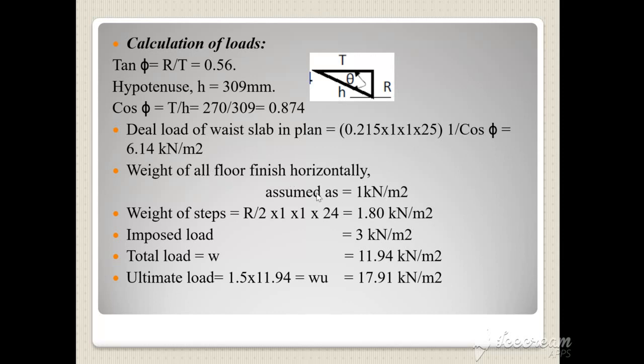Floor finish we have been given in the problem, that is 1 kilonewton per meter square. Weight of each step, rise by 2 into 1 by 1 into 24. This 24 is without reinforcement. Imposed load, live load we have been given 3 kilonewton per meter square. So total W, total service load, is coming around 11.94 kilonewton per meter square. So ultimate load, that is design load, is multiplied by 1.5 into your service load, which is coming around 17.91 kilonewton per meter square.